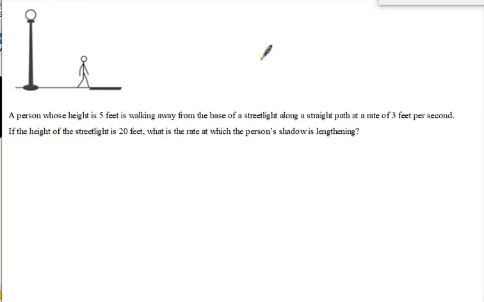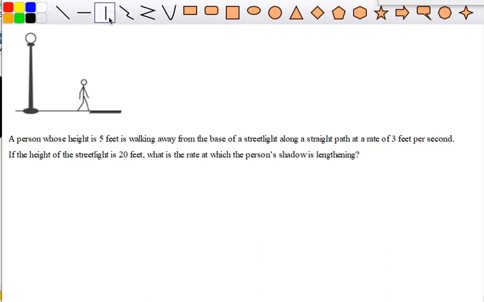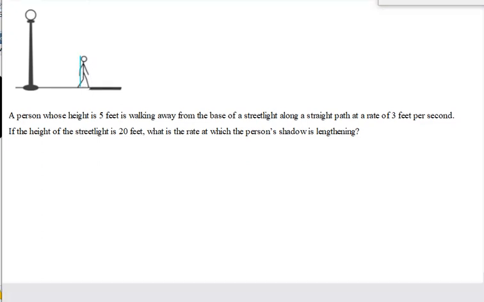These are the notes for AP Calculus on the topic of related rates, Part 2 continued. So this one says we've got a person whose height is 5 feet. So on our diagram here, we'll label this something that's not changing. So that's a constant in our problem of 5.